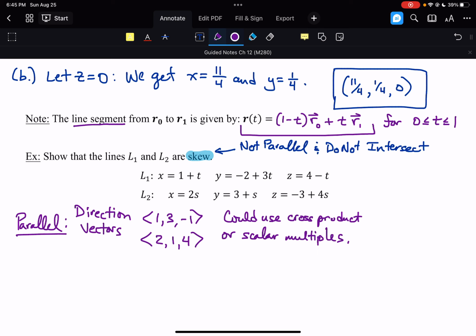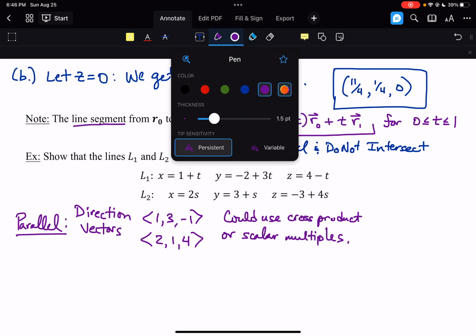If the vectors are pointed the same direction, they don't have to be the same vector. They can have different lengths, right? You can have a vector that's pointed like this and a vector that's pointed like this. These are still parallel, even though they're not exactly the same vector. They have the same direction. What we can do is we can try to determine if one of these vectors is a scalar multiple of the other.